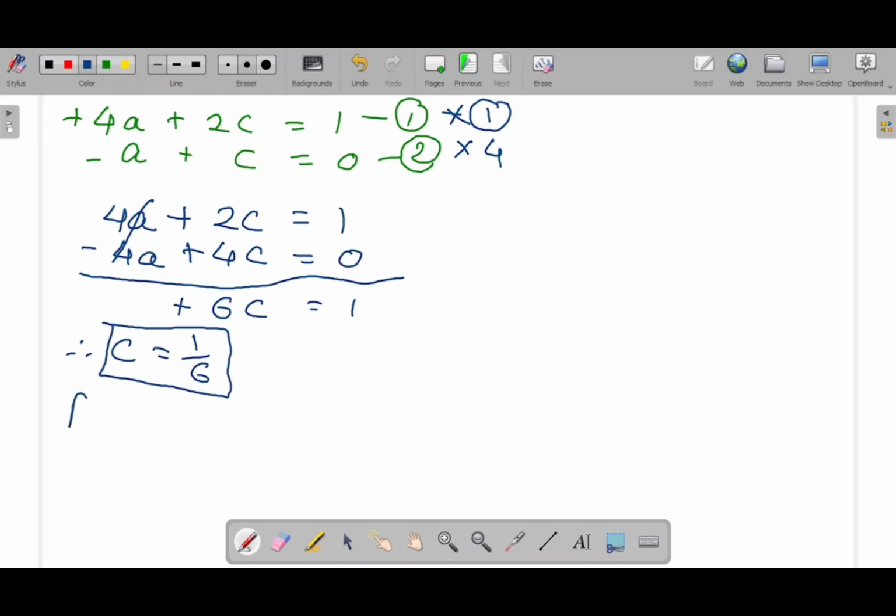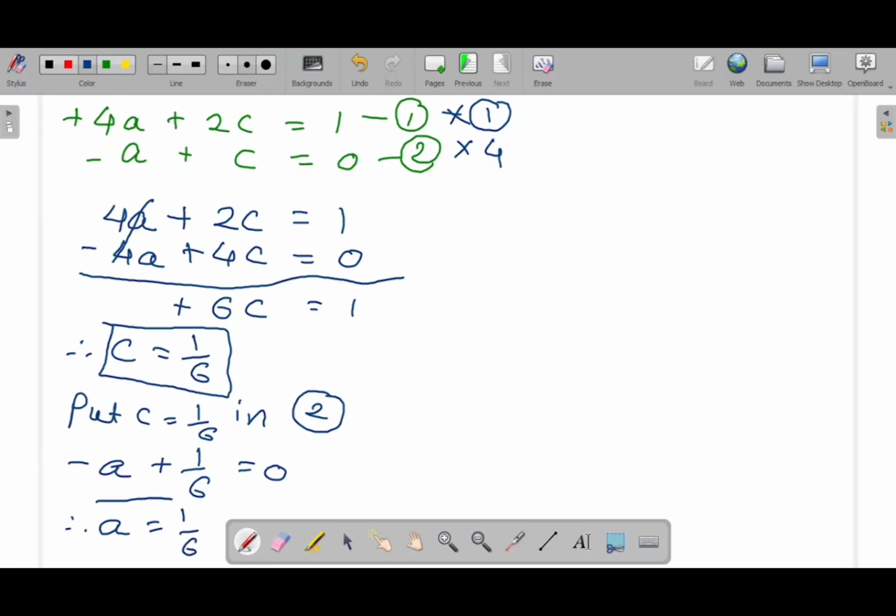Put this value c equals 1 by 6 in any of the equations. Here I am putting it in equation 2. So minus a plus 1 by 6 is 0. Can you guess what will be the answer? a is equal to minus, or no, it will be plus 1 by 6. It will be plus 1 by 6. So this way you have solved the simultaneous linear equations and got two values. Ho ho, it's not over yet.